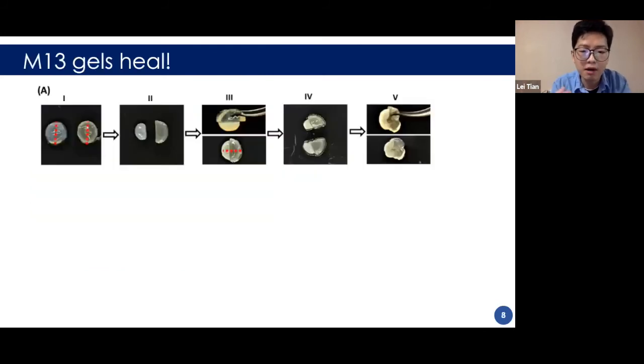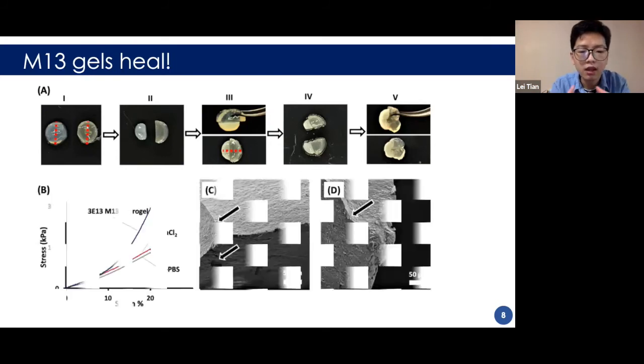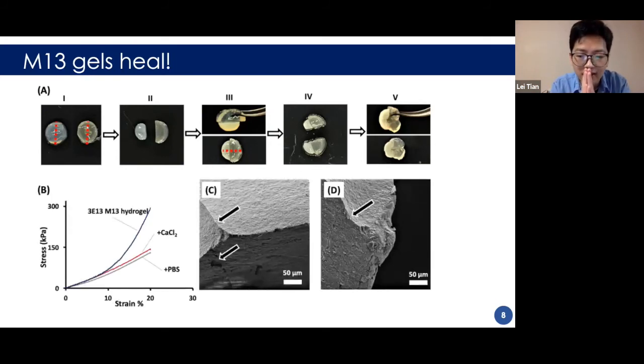Another interesting property is that phage hydrogels can heal. Here you can see two hydrogels have been cut and were put in contact with each other in calcium. After 34 hours, they can heal themselves and regenerate. We also did a mechanical test for the self-healed hydrogel. Although they didn't show as much mechanical strength as the original gel, they have a reasonable strength after healing.